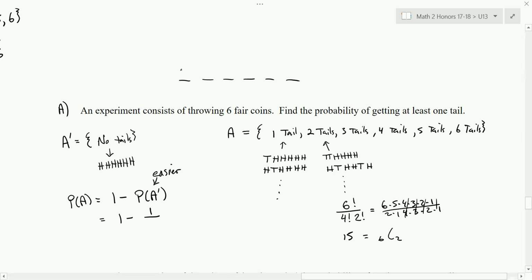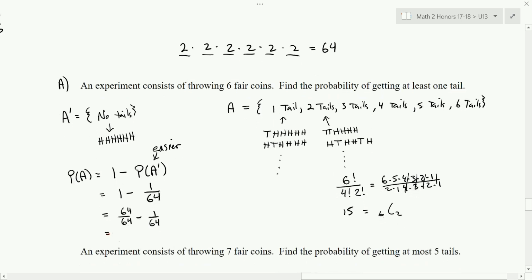So first one, you have 2 options. Second one, you have 2 options. Third one, and so on. So you end up with 2 to the 6th power, which is 64 ways. Okay? And so this is going to be 64 out of 64 minus 1 out of 64. Get a common denominator. And we finally get our answer, 63 out of 64.